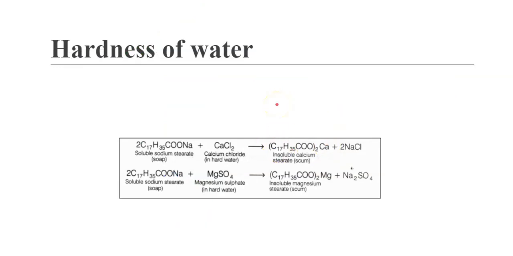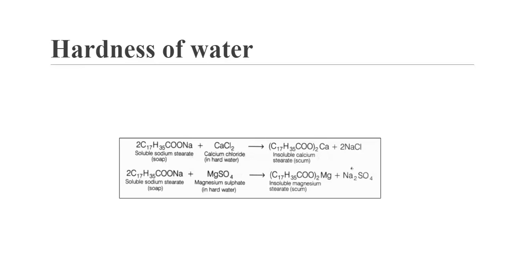Now let's talk about hardness of water. We know that there are four types of impurities which can be present in water. We saw that suspended impurities can be easily removed by filtration. Colloidal impurities can be removed by addition of chemicals like coagulants. Biological and dissolved impurities require special chemical treatment, which we are going to study further.